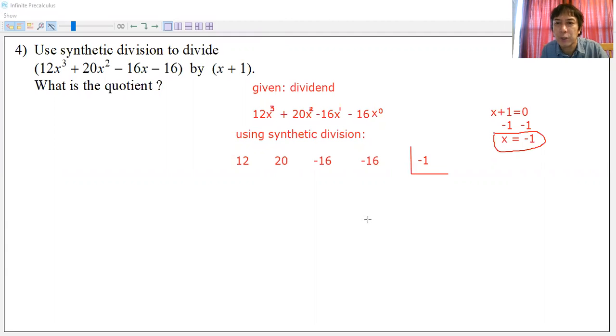Now this particular solution is called synthetic division, just like what we did in numbers 1 to 3. So we put a line here and then proceed to our division process. Put a 0 over here.